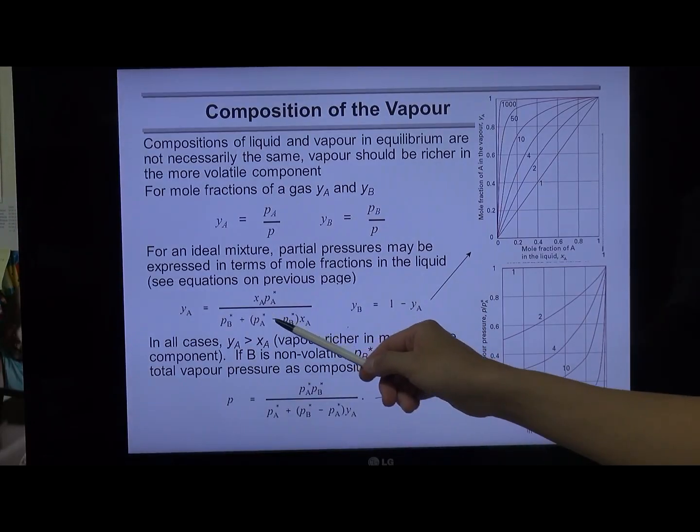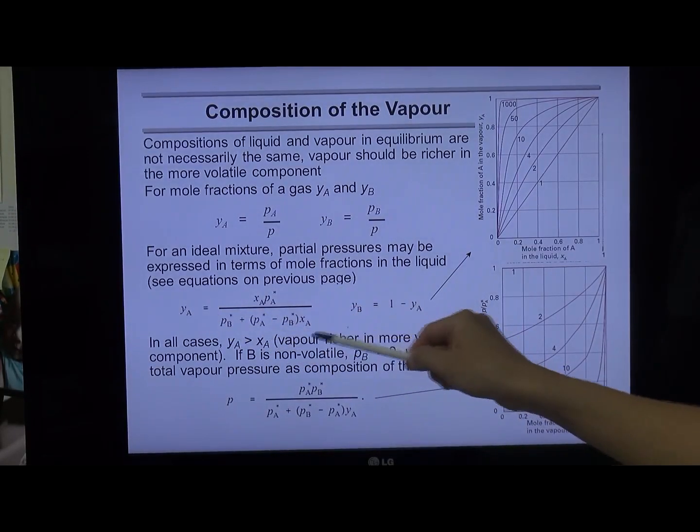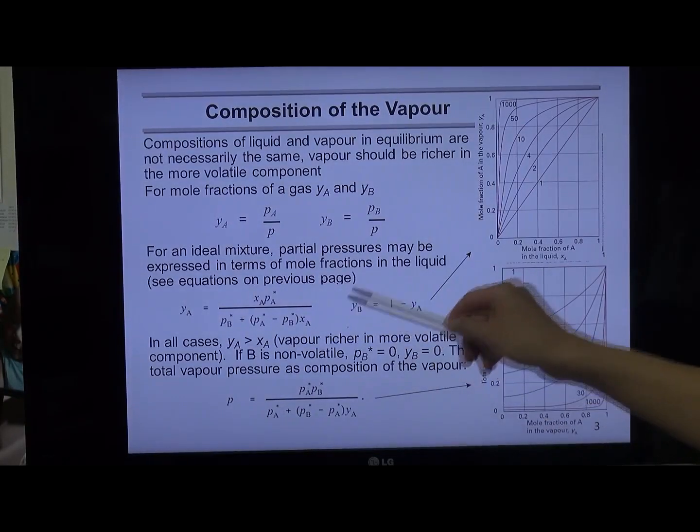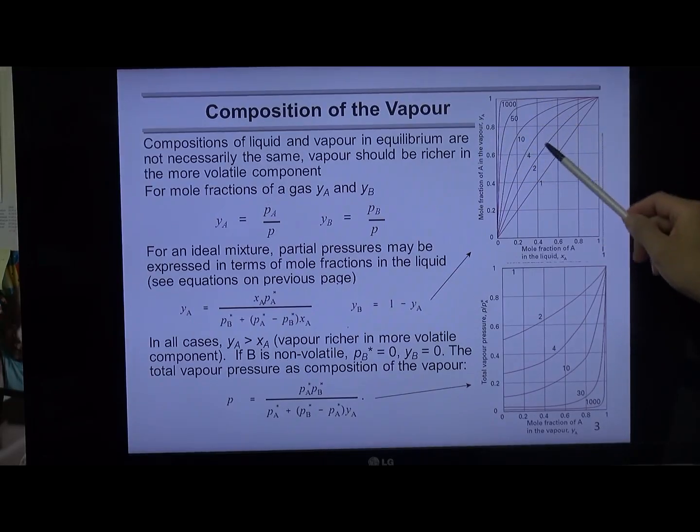And if you plot YA as a function of XA, you'll have this kind of diagram. These numbers 1, 2, 4, 10, 50 represent the ratio of vapor pressure of A over B as pure substances. Basically 1, 2, 4, 10 represents PA star divided by PB star, meaning that A is more volatile.